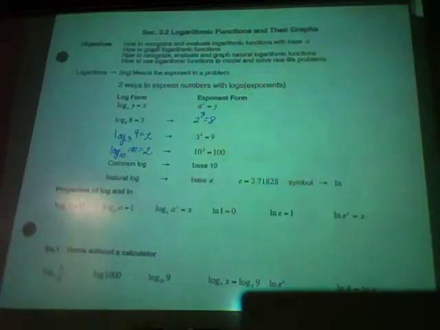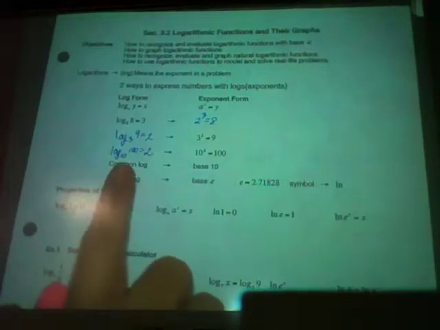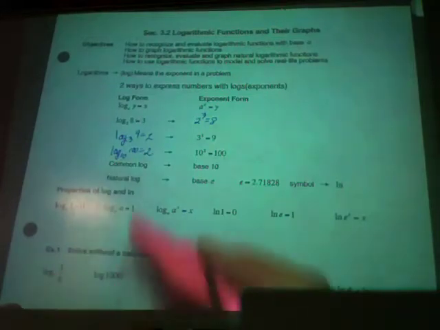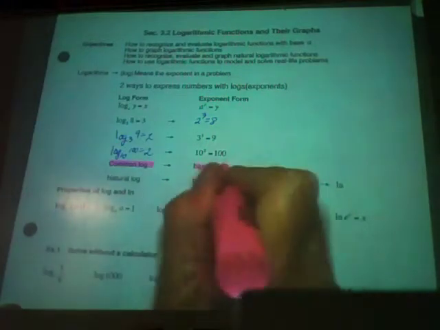All right, so then we have what's called a common log. So this last one that we had was a base 10. If you ever see it written, this could be written as just log of 100 equals 2. So if the base is missing, in other words, this 10 here is missing, it's your common log, which has a base of 10.